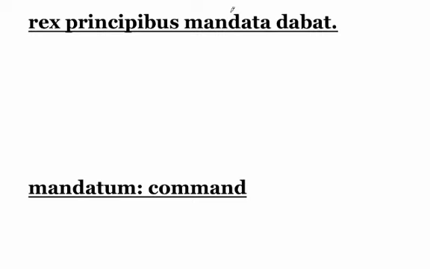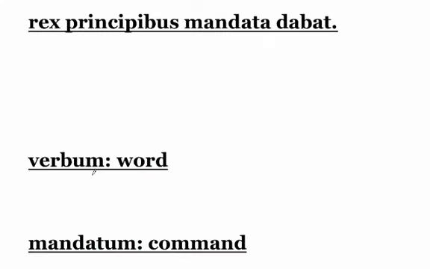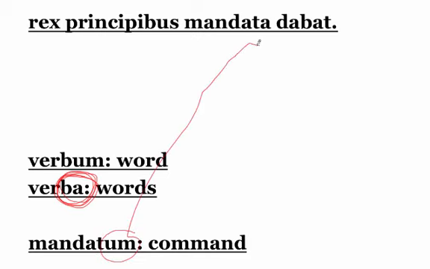Rex principibus mandata dabat. Now, worth always reviewing here. A ending can be accusative, but on a neuter noun, it can even be nominative. When you have a neuter noun, verbum, the plural of a neuter is always an a, okay? So verbum is word, verba, words. And so if mandatum means command, mandata means commands.